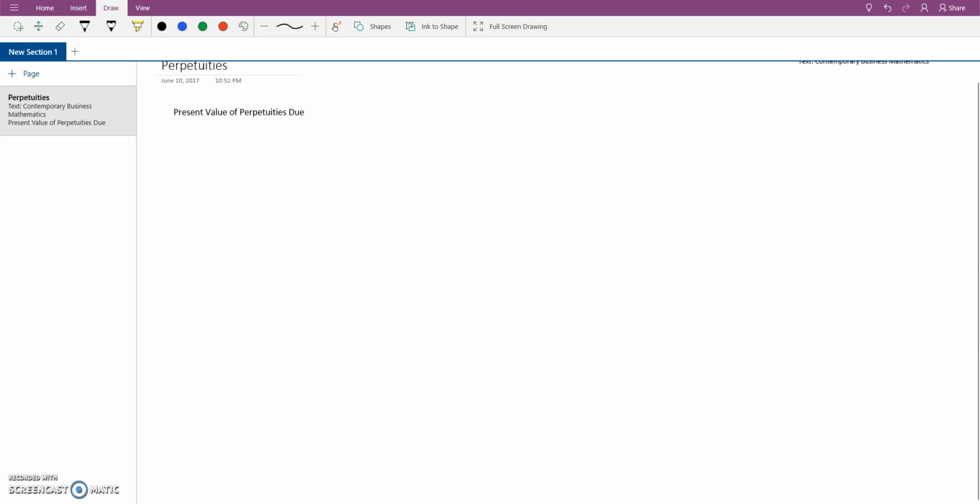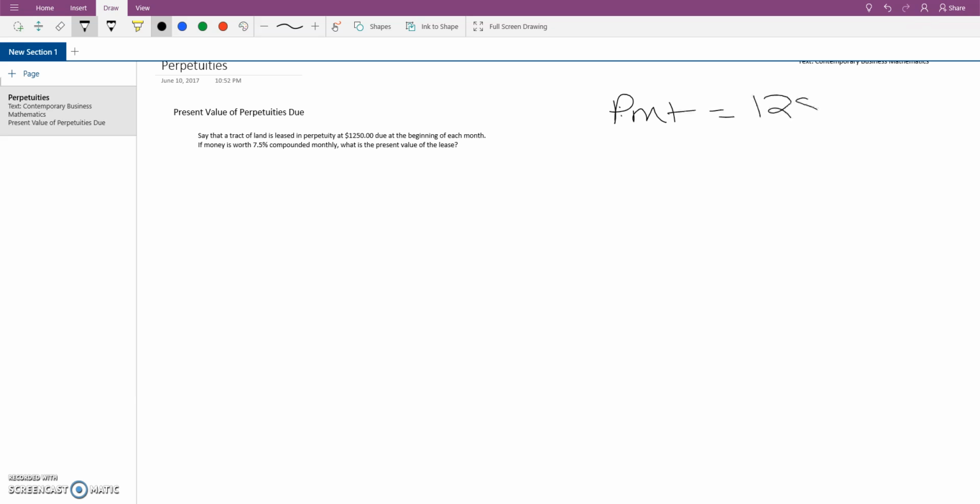Okay, so now that we have that figured out, why don't we actually do an example? And we can do it in 5 minutes. So let's say that a tract of land is leased in a perpetuity at $1,250 due at the beginning of each month. And if the money is worth 7.5% compounded monthly, what is the present value of the lease? Well, first of all, let's just write down what we know. We know that payment is equal to $1,250, and we know that interest is equal to 7.5% over 12 months, because remember, it's compounded monthly.